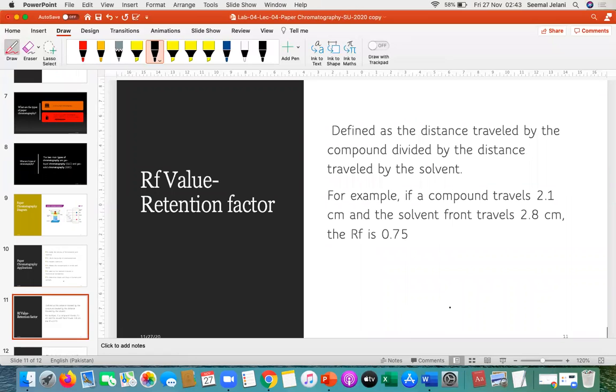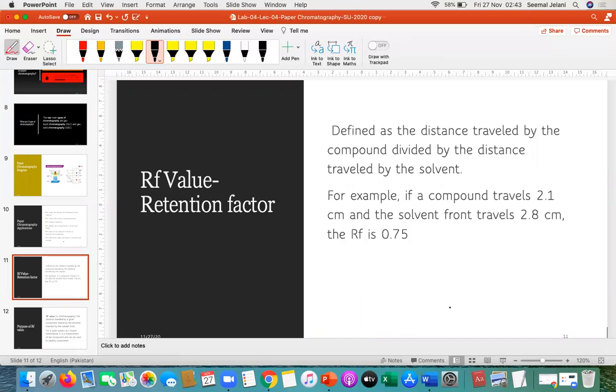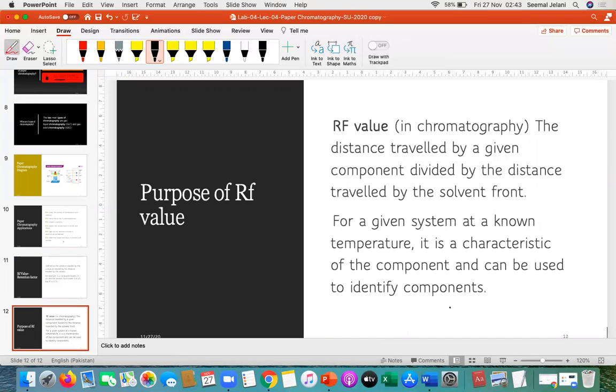So RF value क्या है? The distance traveled by the separating spot divided by the solvent front. So you will get the RF, meaning retention factor. RF value is the distance traveled by a given component divided by the distance traveled by the solvent front for a given system at a known temperature. It is a characteristic of the component and can be used to identify components. So RF values are very important. So this is all about the chromatography.